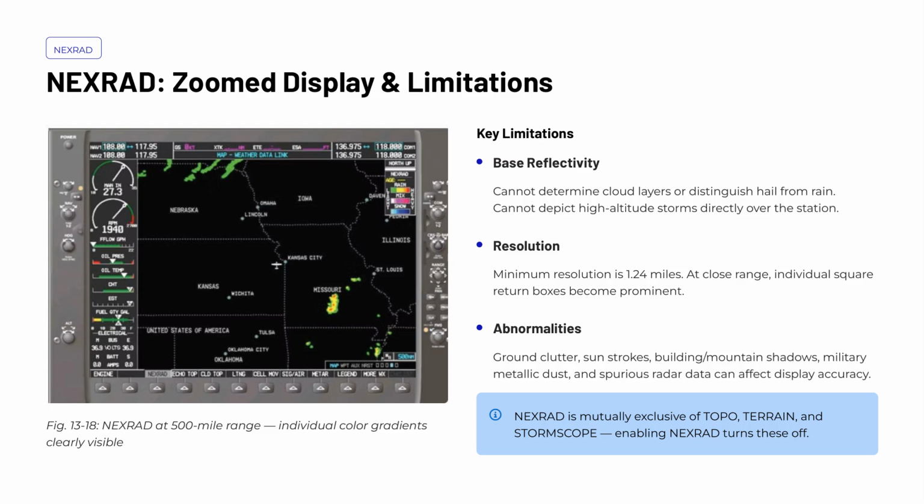Resolution is another factor. NEXRAD has a minimum resolution of 1.24 miles, meaning at close range, you'll start to see individual square return boxes on the display. This pixelation can make precise storm boundary identification more difficult. You also need to be aware of display abnormalities. Ground clutter, sunstrokes, shadows cast by buildings or mountains, military chaff, and spurious data can all introduce false returns or obscure real weather on the screen.